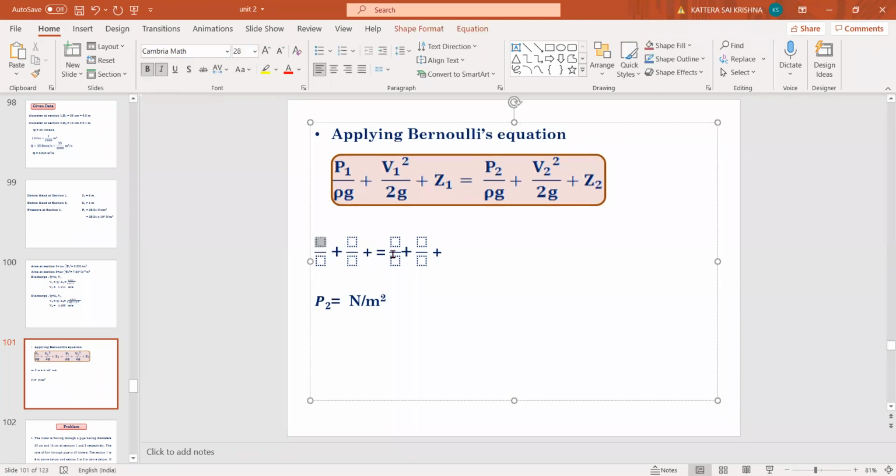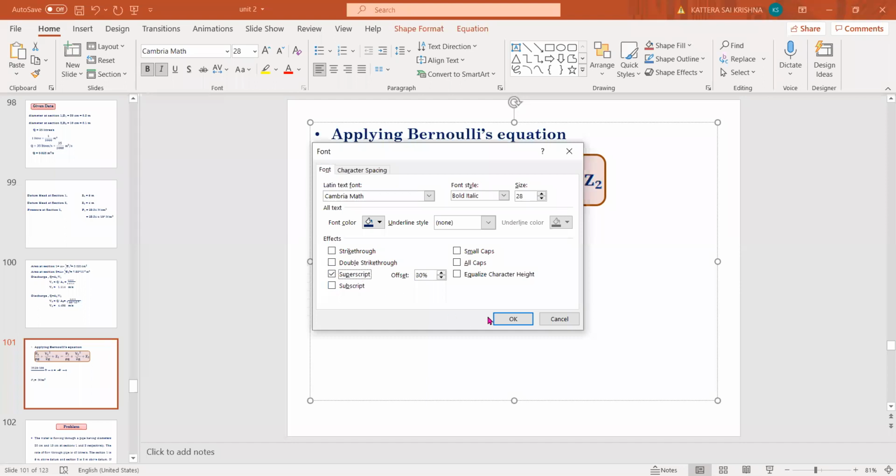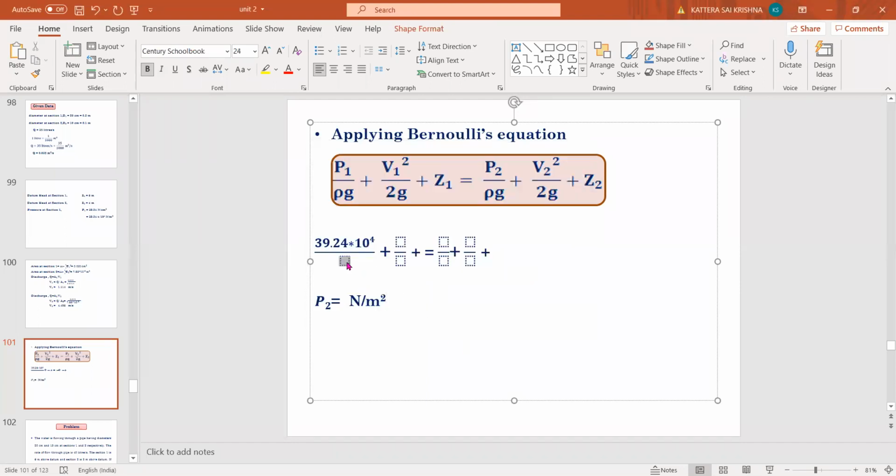So we have P1. What is the P1 value? 39.24 into 10 power 4. Okay, next, what is the rho value here? Rho means density, 1000. The fluid flowing here is water, so density is 1000. Good. So 1000 into G value, 9.81. So this is the first term, P1 by rho G.